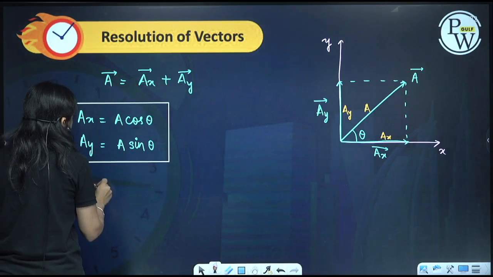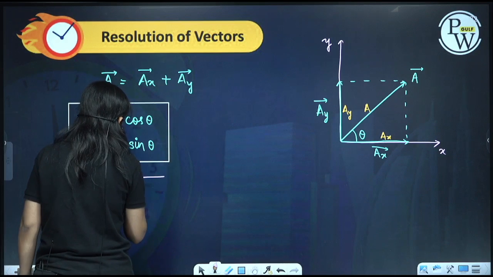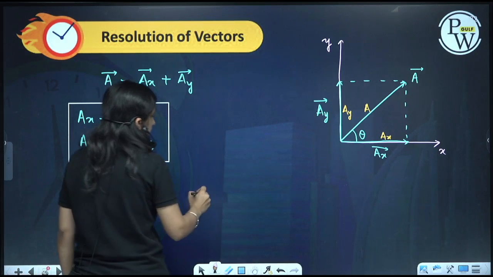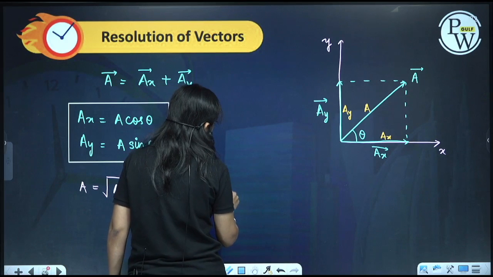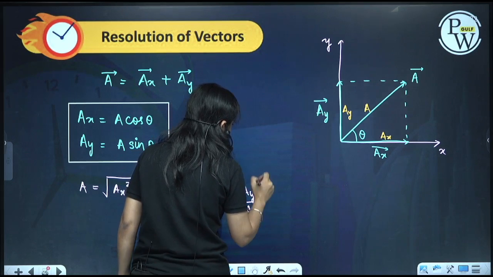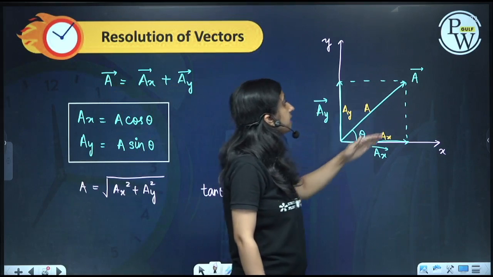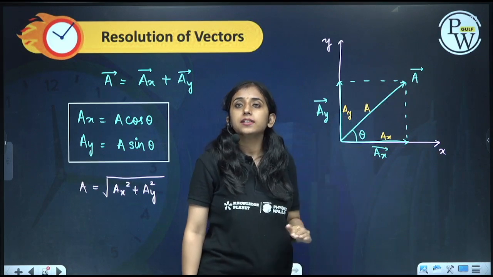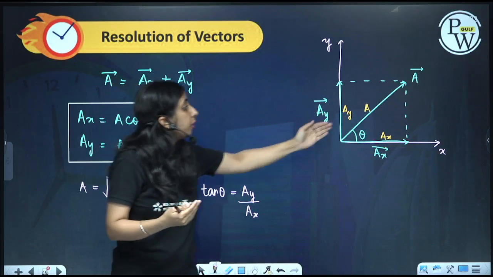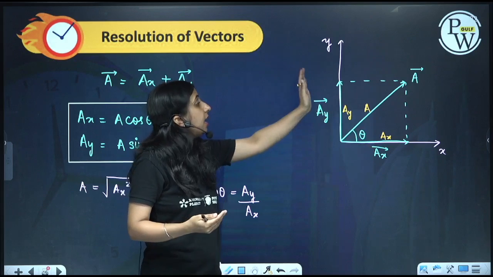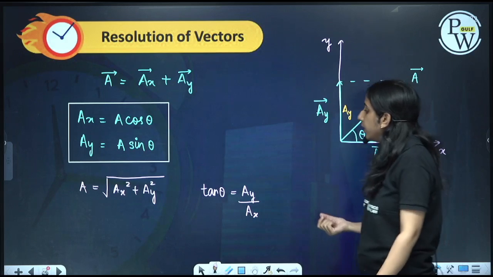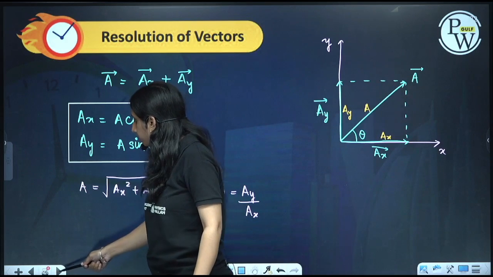So A will be equal to under the root of Ax square plus Ay square. Similarly, tan theta will be equal to Ay by Ax. If this is my vector A and I want to find a component along the axis with which it is making an angle theta, then the component along this axis will be A cos theta and the component along the perpendicular axis will be A sin theta. So this is vector resolution.